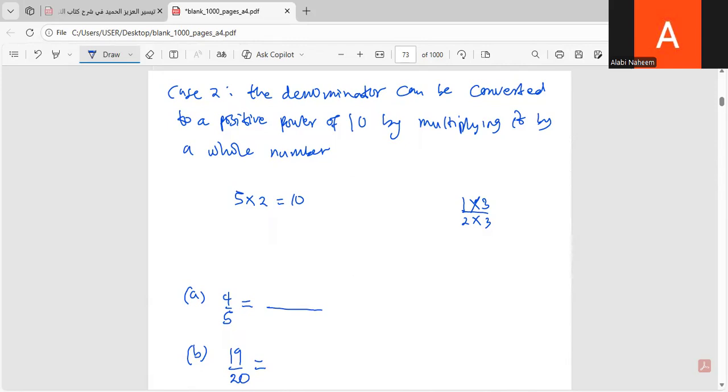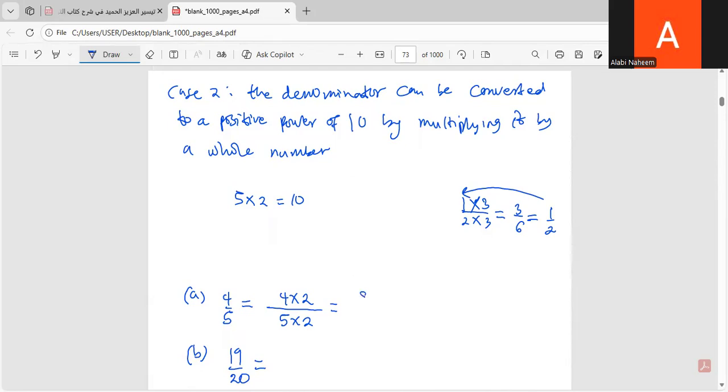For example, 1 times 3 is 3, right? And 2 times 3 is 6. When you simplify 3 over 6, what do you get back? 1 over 2. So you get the original fraction back. That's why you have to multiply the numerator and denominator by the same constant number. So to convert 5 to 10, you say 5 times 2, and you also have 4 times 2. This way, the fraction remains unchanged.